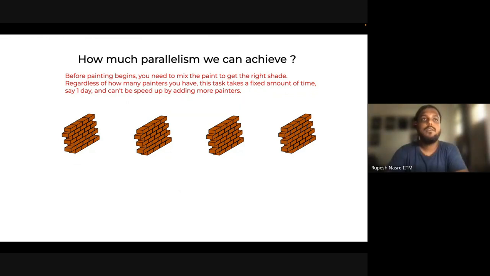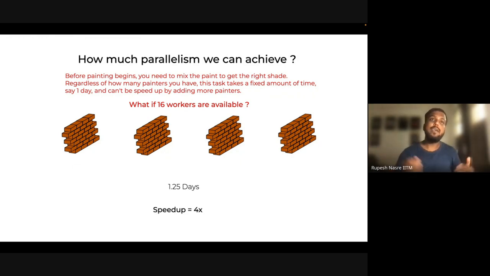Now, similarly, if we go on increasing the workers, what we can see, if 16 workers are available, in a similar way we can compute that it will take only 1.25 days to finish all the work. So the speed up is 4 times. You can see it clearly that as soon as we are increasing the workers, the speed up is getting increased.